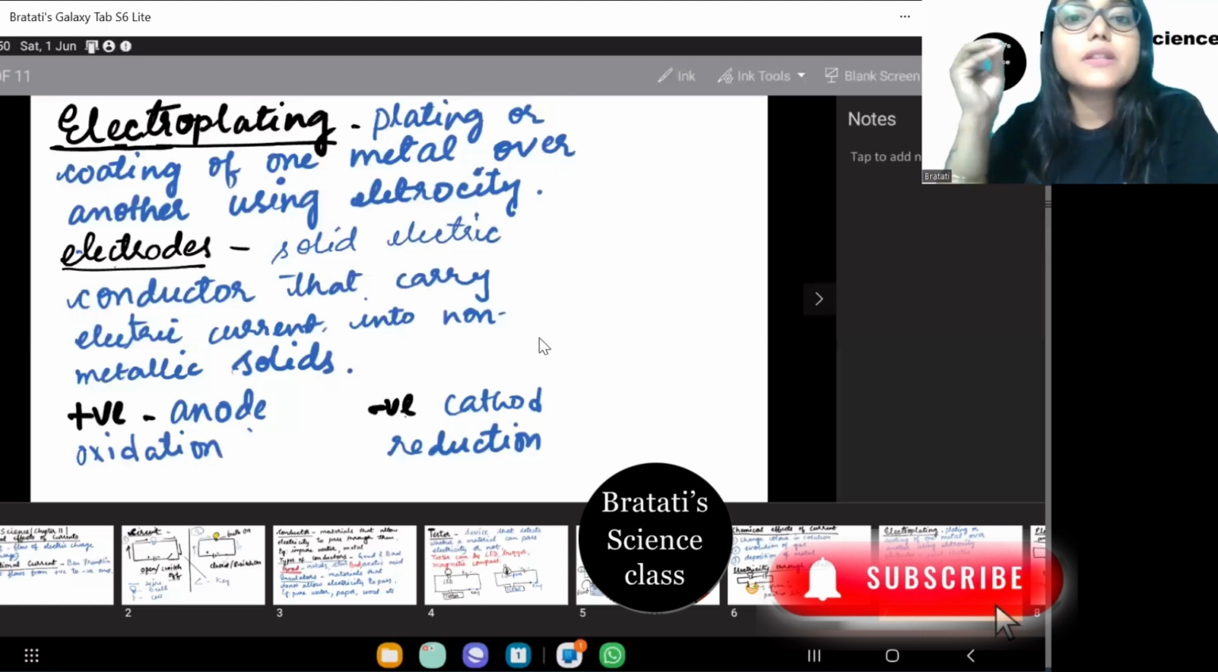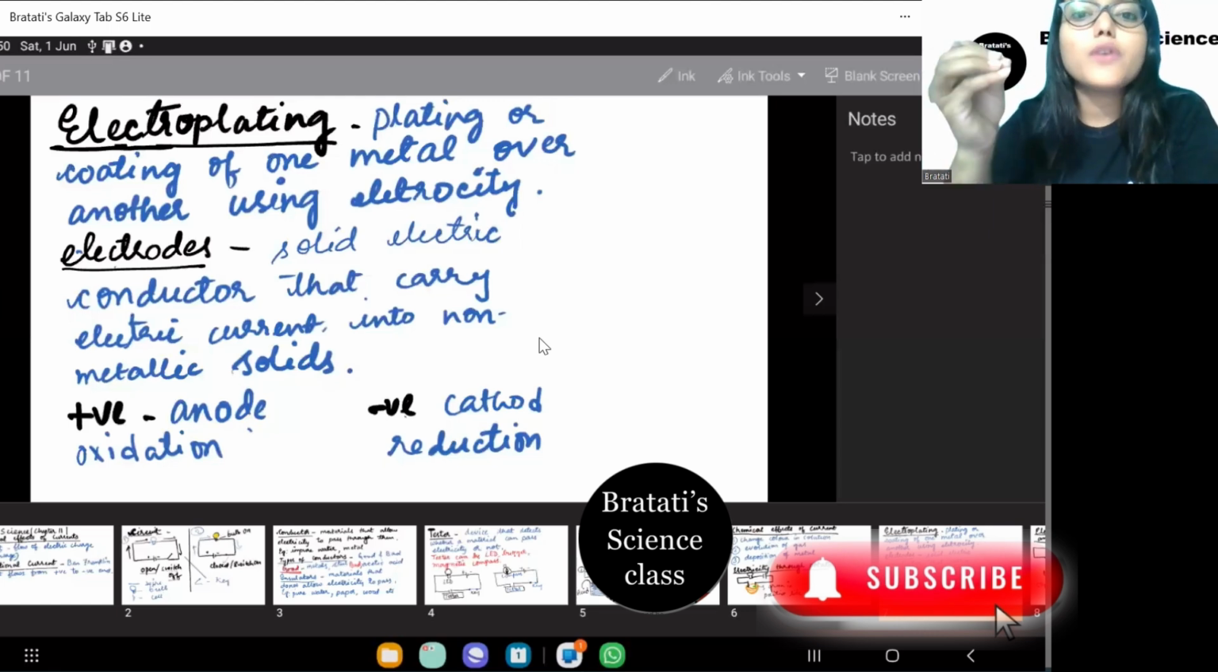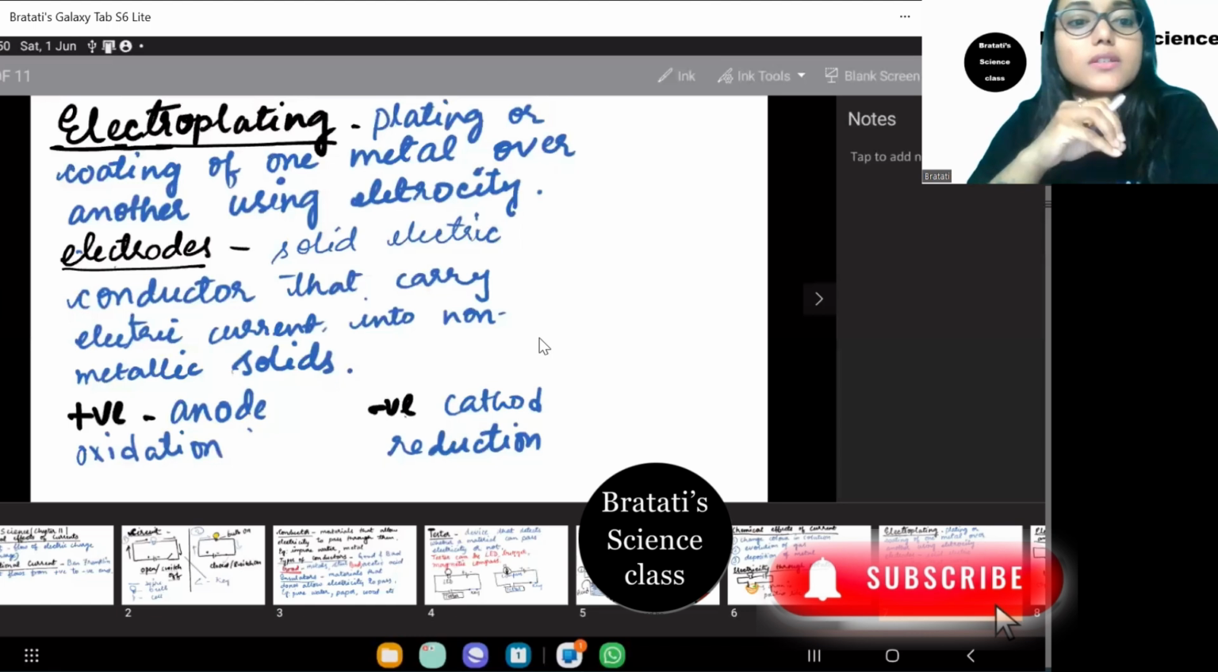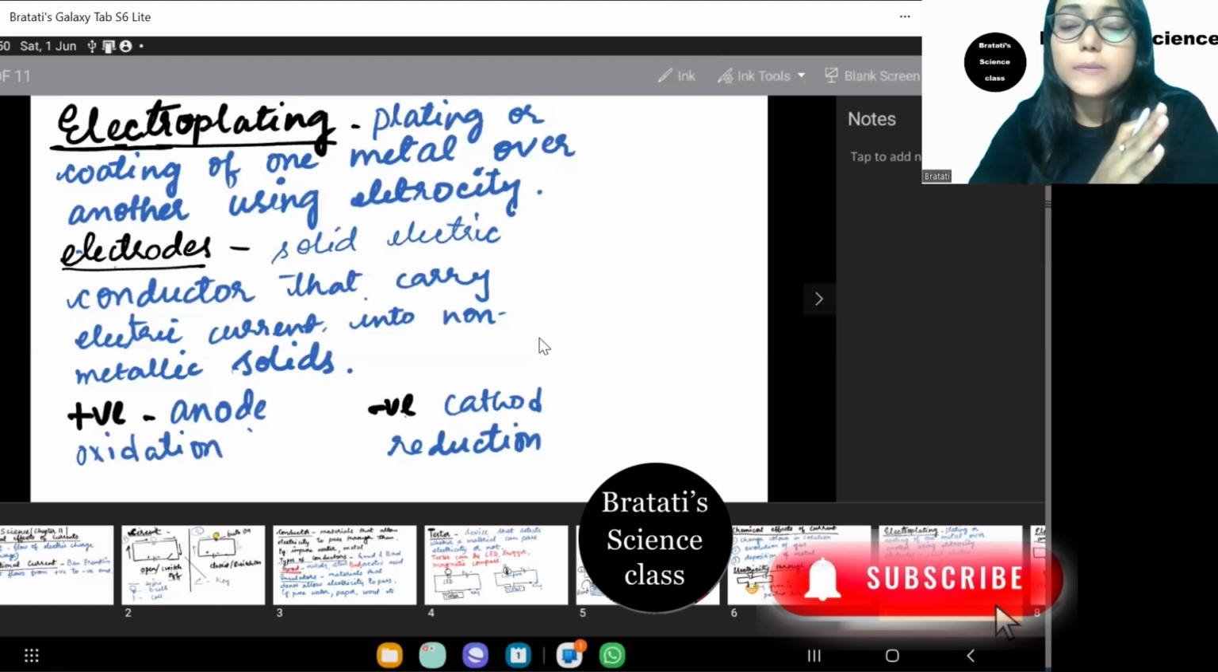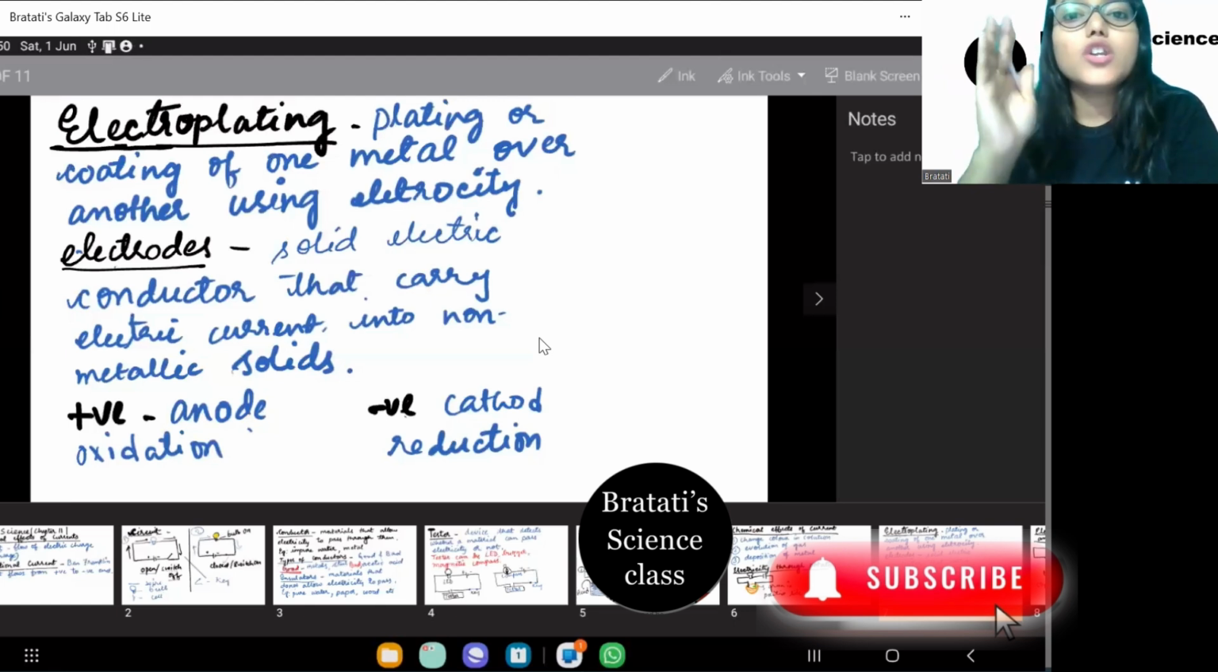Now, plating is simple, nothing but coating, as we were talking about. Coating of a metal on another metal with the help of electricity, right? So this is called electroplating. Here, when discussing electroplating, we come across the term electrodes. What are electrodes? Electrodes are solid conductors that carry the electric current through non-metallic solids. It can be non-metallic solids, but we can deposit the metal on it.